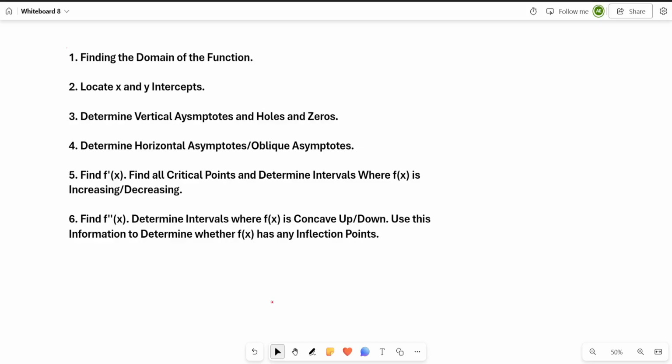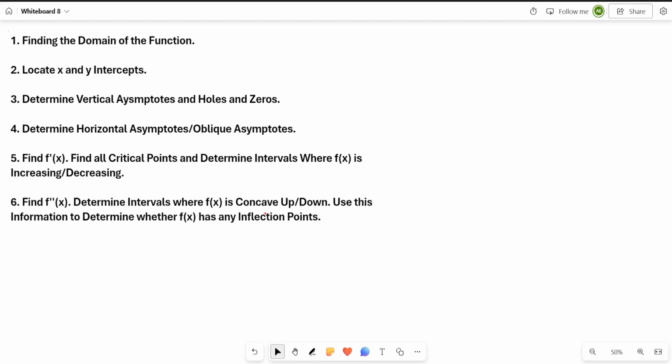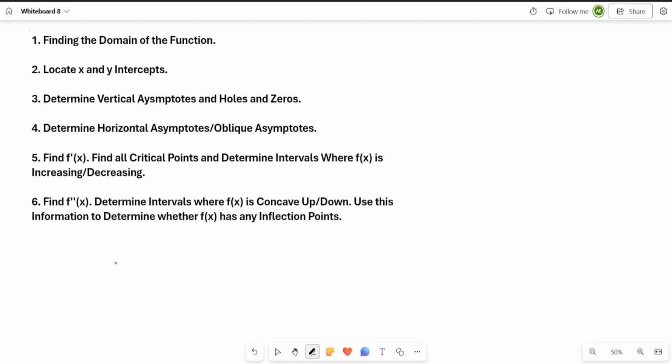Hello and welcome. In this video, we're going to be sketching the function y equals x squared over 1 minus x squared. In the previous couple of videos, I've walked you through these 6 steps and how to use each step to gain information that's going to help you later on to sketch your function. And in this video, we're going to be applying all the knowledge that we knew in order to draw the function f of x equals x squared over 1 minus x squared.